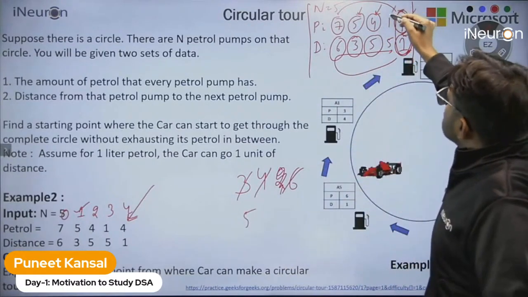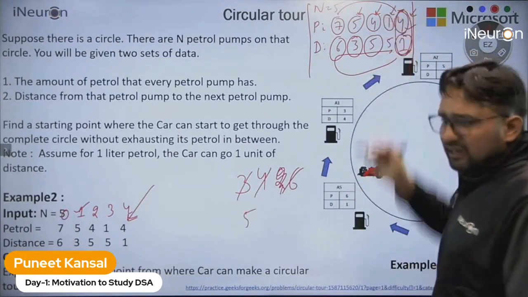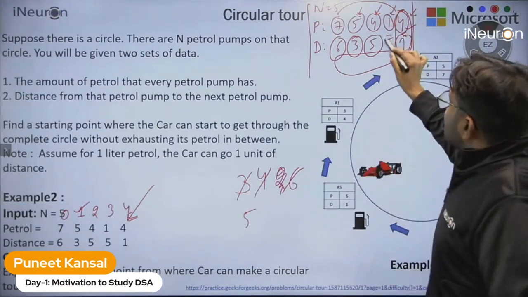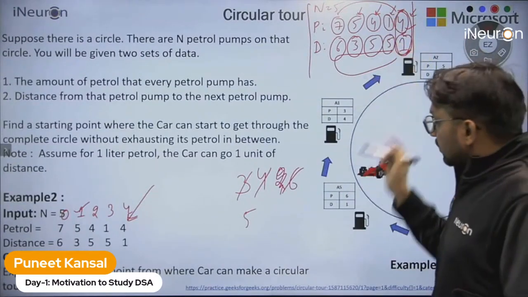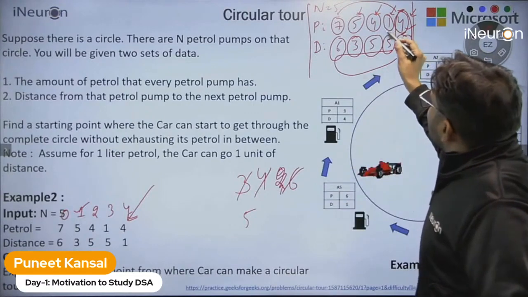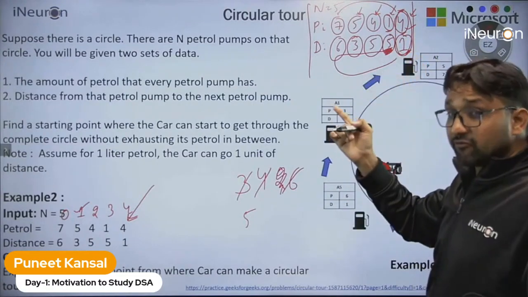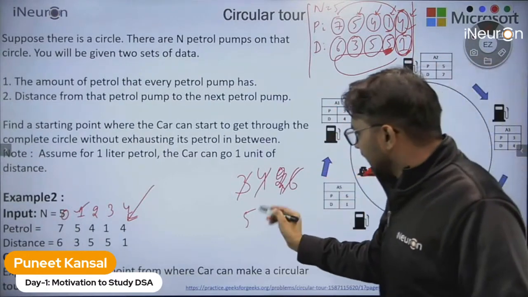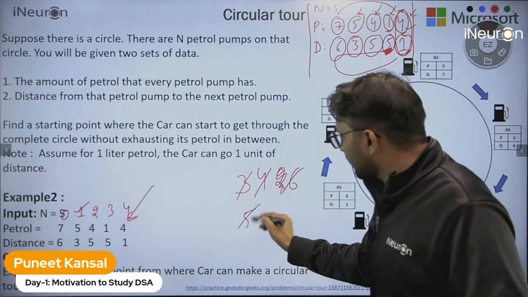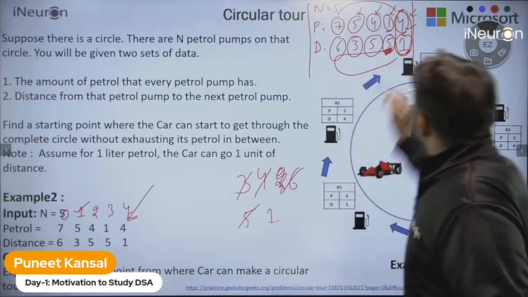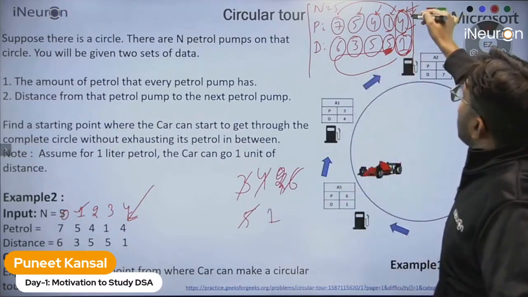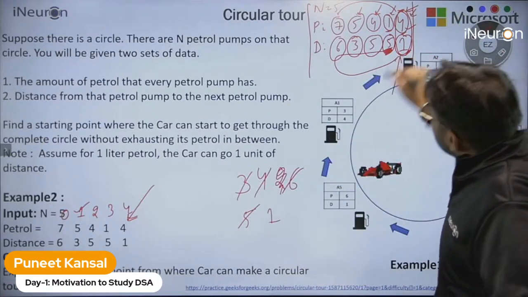After that we reach here. Now they are providing 1 liter of petrol only and asking us to travel 5 kilometers. So 4 liters more is required. We can use that; we already have 5 liters, so 1 liter is left. We reach back to here. So if we start from here, we reach back to here.